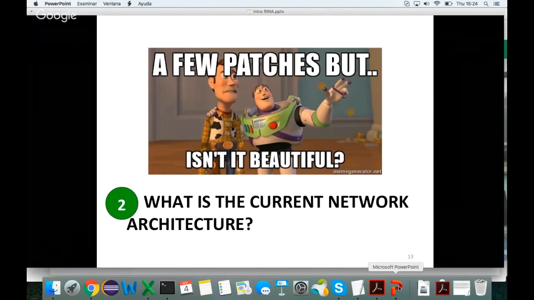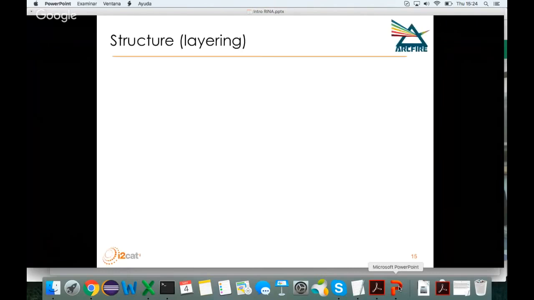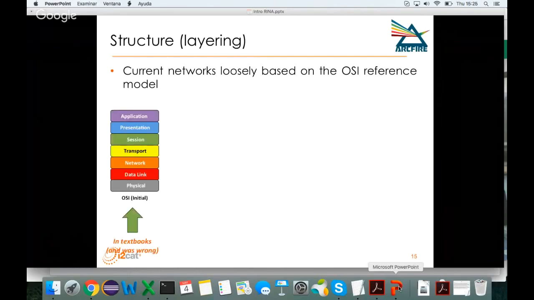So what is the current network architecture and what are its main flaws? Let's start by looking at its structure. And structure in distributed systems basically means layering. Current network models are loosely based on the OSI reference model, right? If you have done some networking course, or you are doing one, you have all been told that this is the 7-layer model where you have application, presentation, session, transport, network, data link, and physical layers. And that was the OSI model.